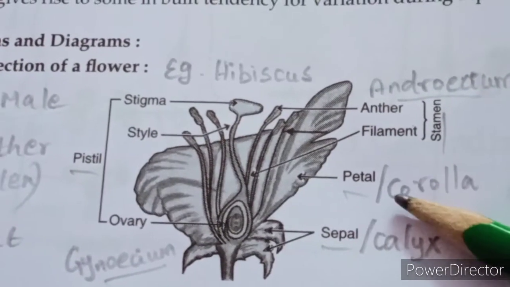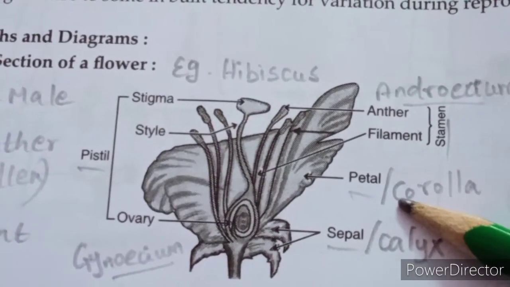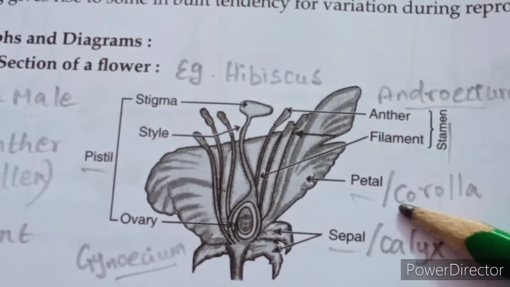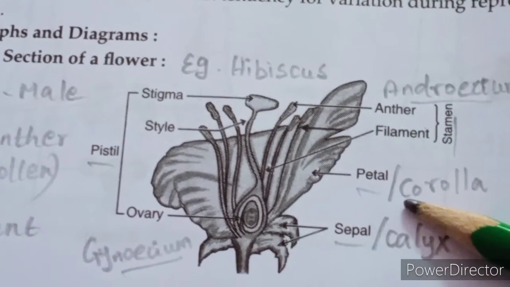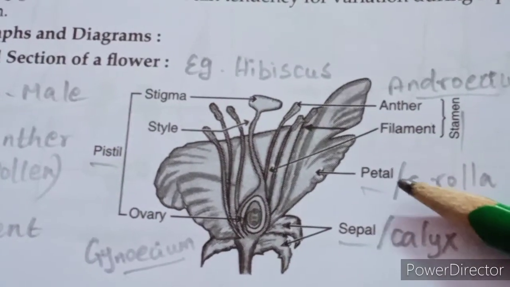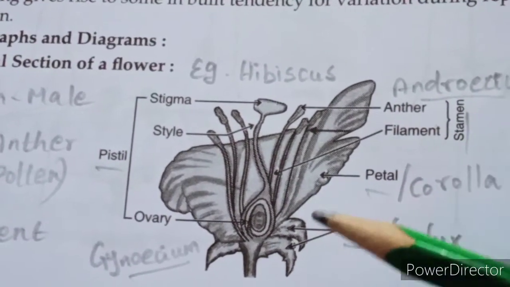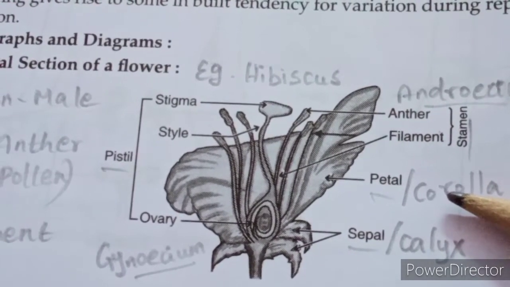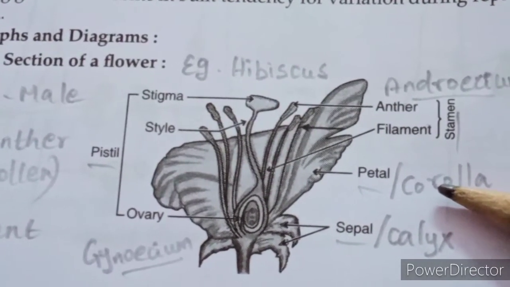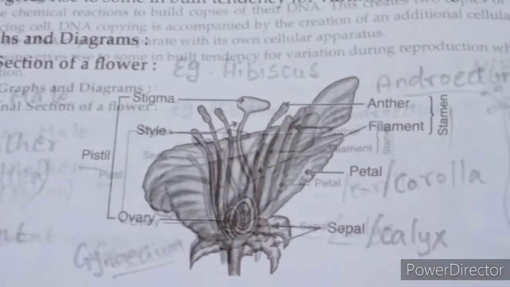Now coming to the second whorl, called corolla or petal, which is the colorful part of a flower. The color depends on the flower. And what are the functions of petals? It protects the male and female parts of a flower, such as stamen and pistil, and it helps to attract insects with its bright color and fragrant smell for cross-pollination.